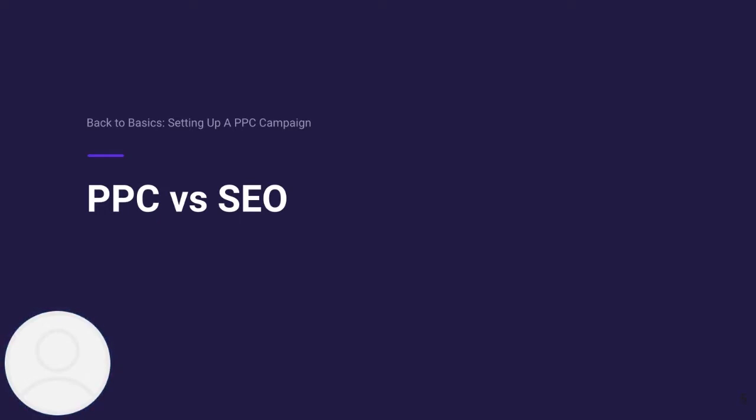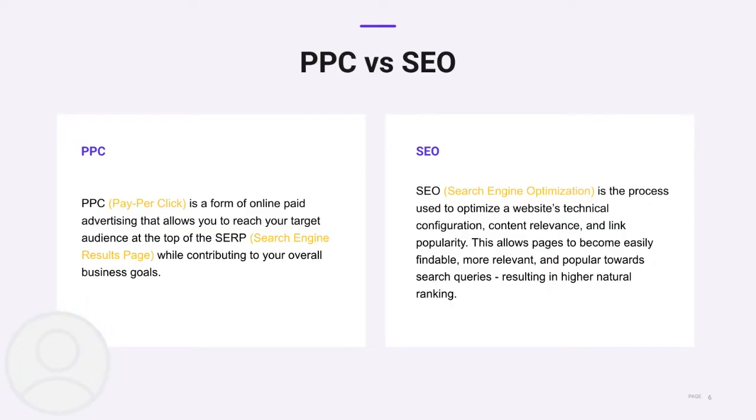So now, PPC versus SEO. Pay-per-click, again, as a reminder, is a form of online paid advertising that allows you to reach your target audience at the top of the search engine result page, while SEO, or search engine optimization, is the process used to optimize a website's technical configuration, content relevance, and link popularity. This allows pages to become easily findable, more relevant, and popular towards search queries, resulting in a higher natural ranking.